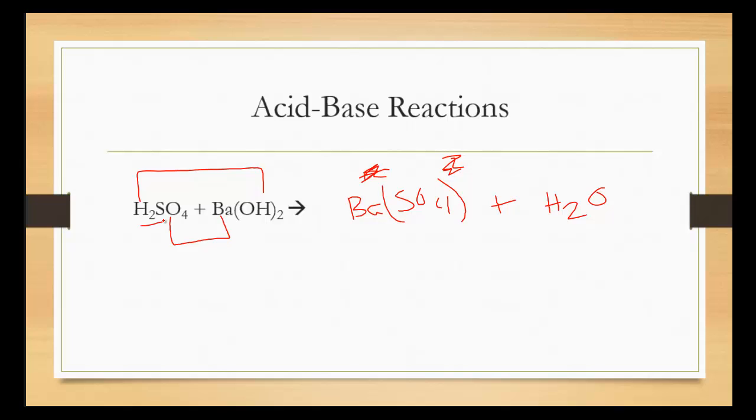There's 2 hydrogens here and then 2 more here. So that's a total of 4 hydrogens. So I'm going to put a 2 in front of the water so that makes 4. SO4, 1 and 1. Ba, 1 and 1. Oxygens, there's 2 here because of that 2 on the outside. There's now 2 here. So this is now a balanced reaction.